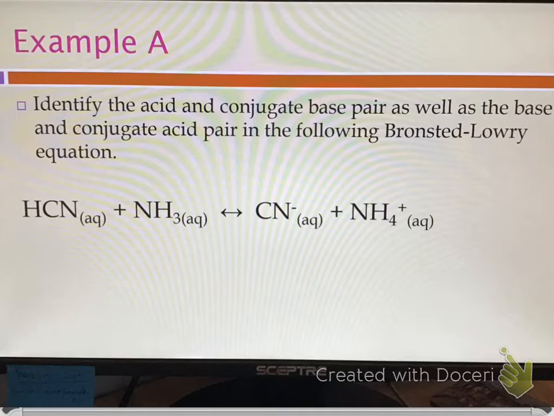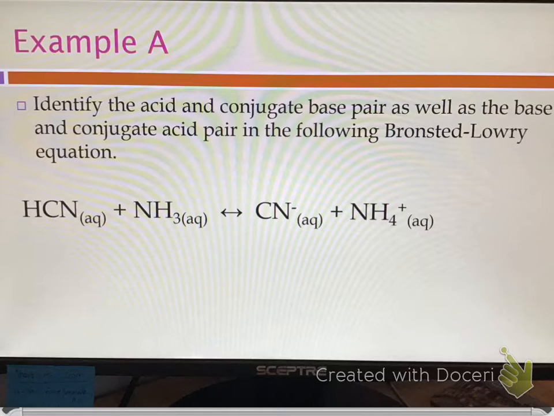Hey team, let's take a look at example A. So we want to identify the acid and the conjugate base pair, as well as the base and the conjugate acid pair. Okay, so what I'm asking you to do is to basically look at a chemical and figure out, is it acting like an acid, which will give a hydrogen away, according to Bronsted-Lowry, or is it acting like a base, which will accept that hydrogen?